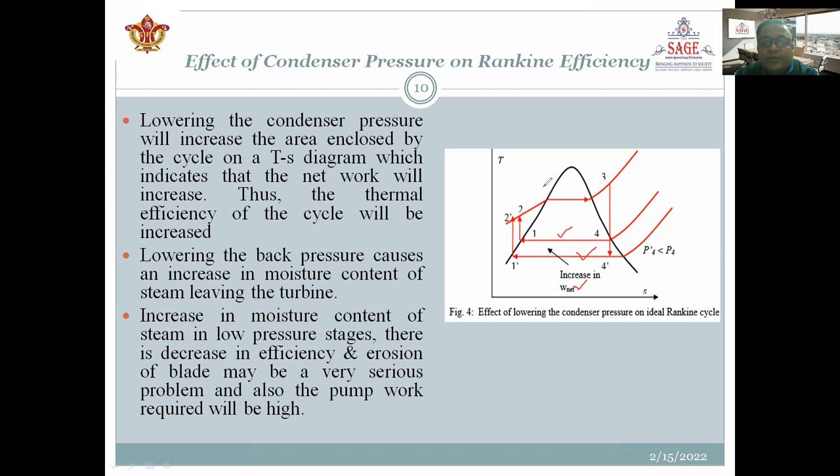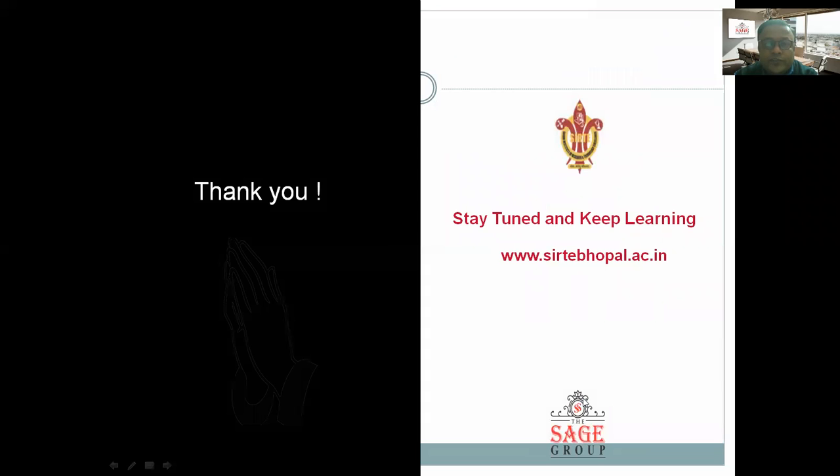So this is the total plant working, where 3 to 4 is called the expansion work in the turbine, 4 to 1 is the condensation, and 1 to 2 is called the pump work, and 1 dash to 2 dash is called the actual pump work. So this is the diagram where all the processes of the condensing plant and the thermal power plant are depicted in the TS diagram, showing all the processes clearly. So this is today's lecture.